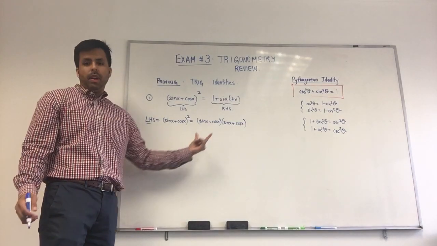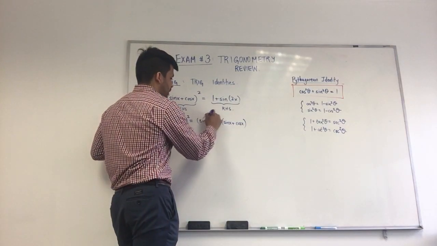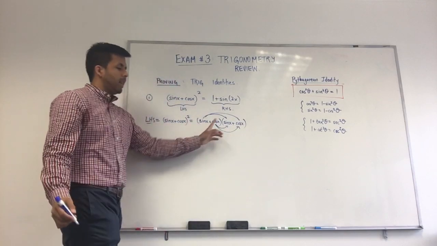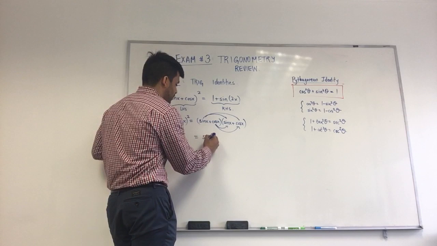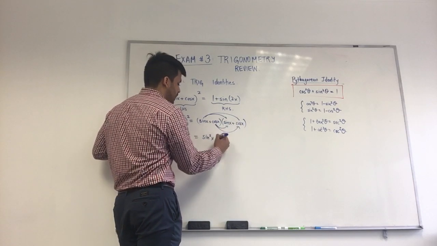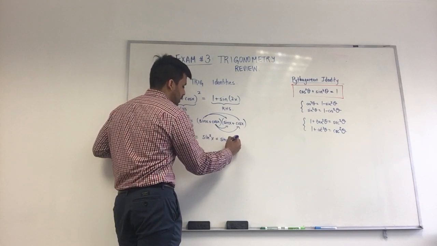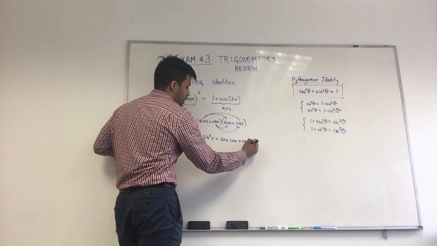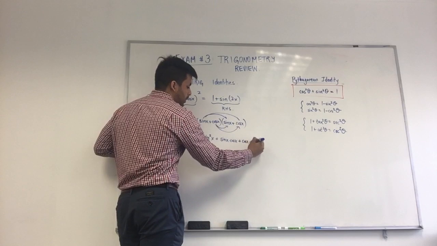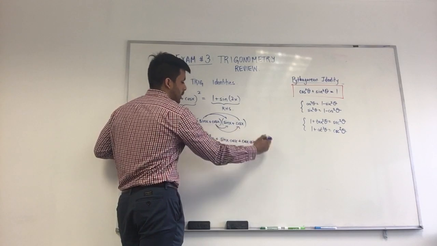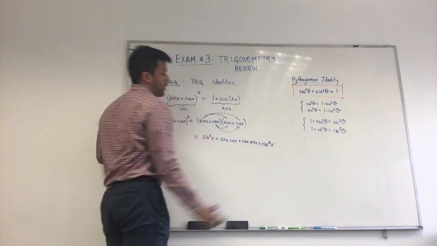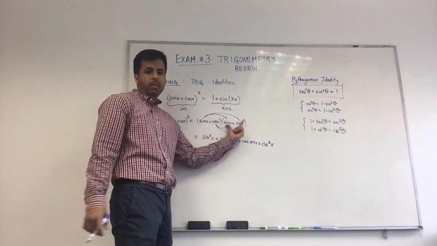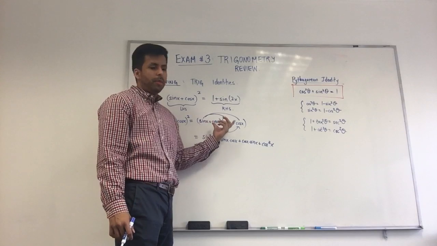It repeats twice in the product. Now I can do what? I can FOIL. Sine x times sine x is sine squared x. Sine x times cosine x is sine x cosine x. Cosine x times sine x, sorry, is cosine x sine x. And then finally cosine x times cosine x is cosine squared x. So this is what I have when I expand these two binomials, when I multiply them.